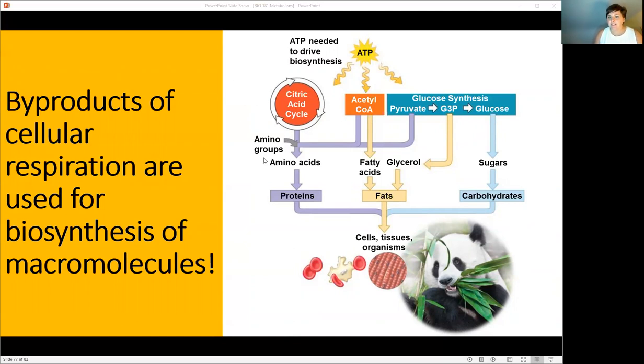And the citric acid cycle can produce a ton of intermediates, several of which are important for the production of proteins. Byproducts from pyruvate oxidation can do this as well. So although we think of the purpose of cellular respiration primarily being catabolic, breaking down glucose into energy, it also plays an important role in generating important substrates for macromolecular biosynthesis.